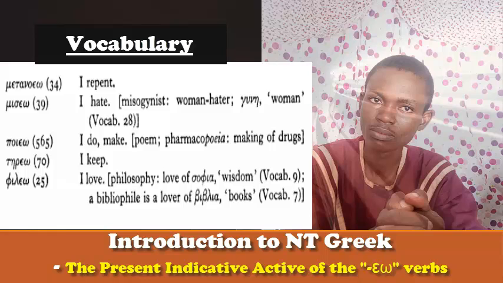The next. Metanoeo. The contracted form for metanoeo is metanoo. Metanoo means I repent. The next. Miseo. The contracted form for miseo is miso. So miso means I hate. The next. Poieo. Poieo in the contracted form is poio. The word means I do or I make. The next. Tereo. Tereo in the contracted form is tero. Tero means I keep. And the last is the phileo that we've considered as a pattern for epsilon verbs. So phileo, I love.